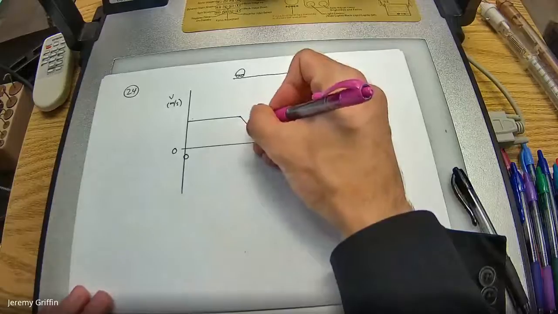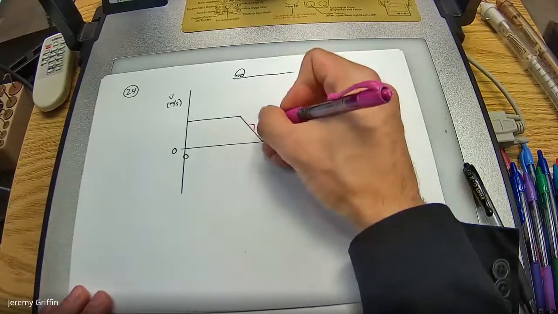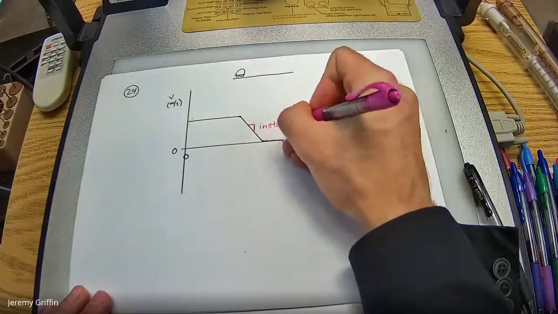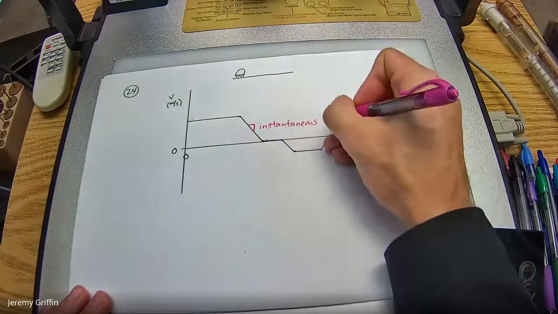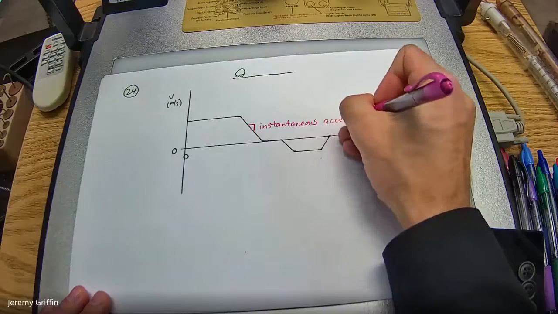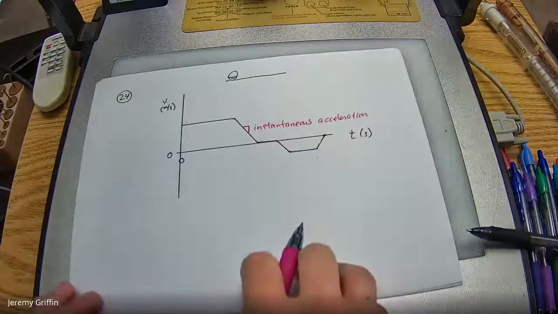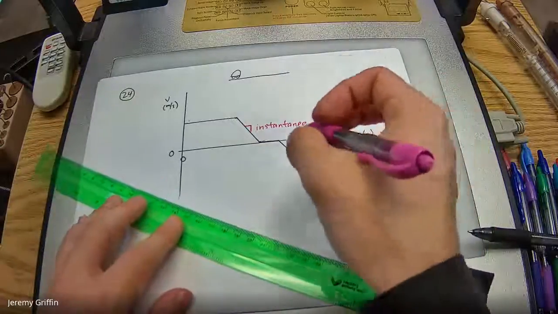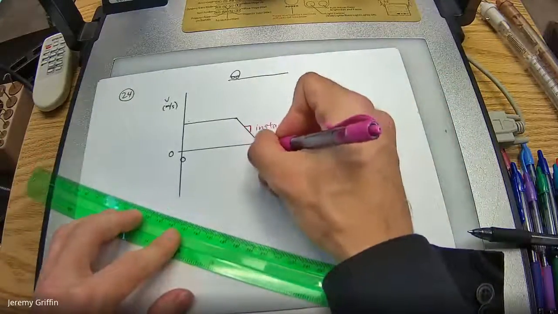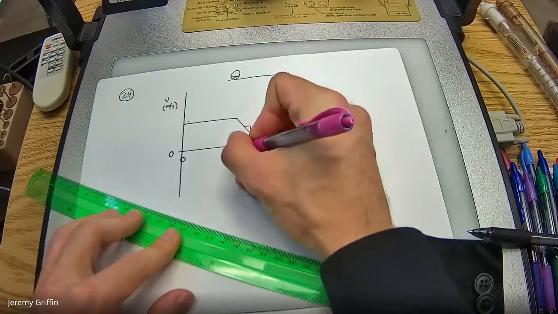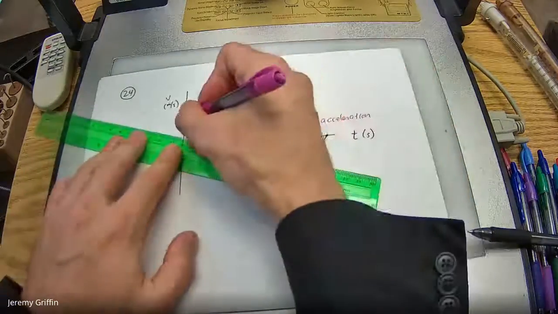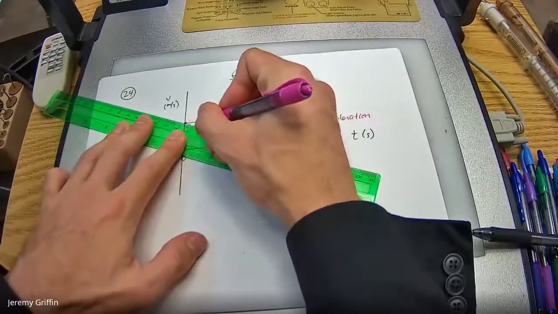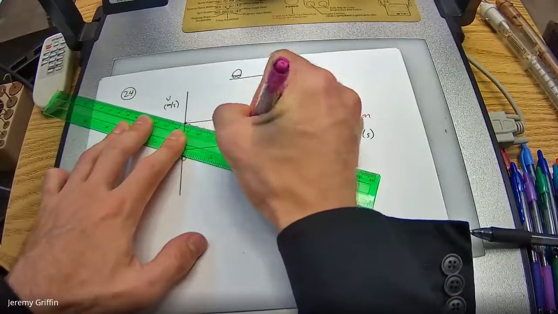What does the slope represent? Instantaneous acceleration? Or in this class, I just call that acceleration. Okay. But your book is trying to distinguish between that and what if you went from, call this T1, T2, right? What if you went from time 0 to T2 and you looked at this dashed line?